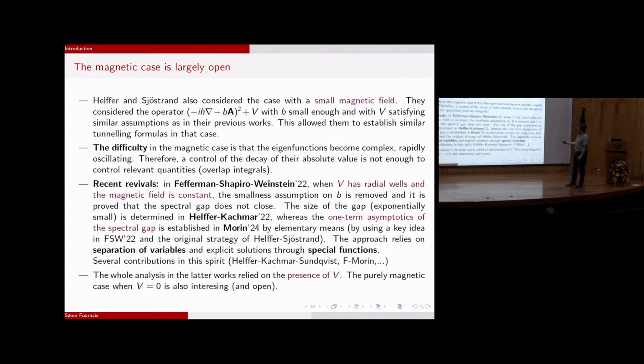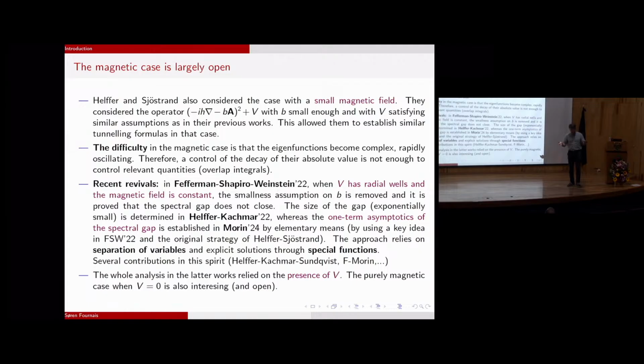There was a perturbative argument given in one of the papers by Helffer and Sjöstrand, but the magnetic fields have to be extremely weak in order to get a result, and also you have to make sure that the underlying geometry is still completely determined by the electric field.